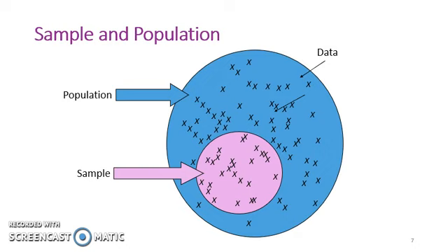So for example, let's say I take a survey from 5 students in the class. The 5 students would be my sample out of the larger population of students in the class. Population estimates are referred to using Greek letters, and sample estimates are referred to using Roman letters. We'll talk about this a little bit more in later lectures.